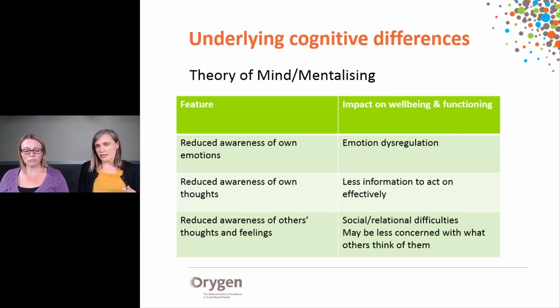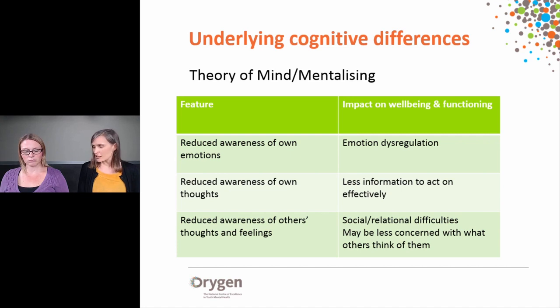So if we start off, for instance, with theory of mind or mentalizing, this is one of the core experiences that young people with autism have. So this is about their capacity to be able to have insight into their own emotional experience, have insight into their own thoughts, and to be able to then perspective take and have awareness of other people's thoughts and feelings, and also awareness of group perspectives as well. So we know that most people with autism will have some degree of difficulty with theory of mind or mentalizing, and I think it's really helpful to think about what the impact of these differences can look like.